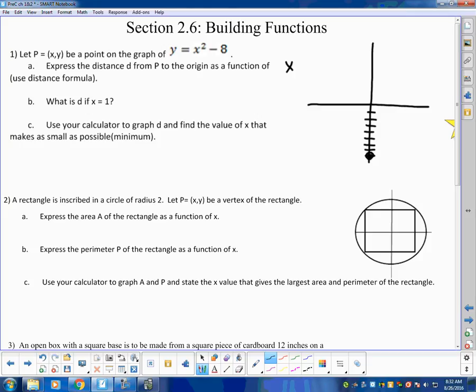with a vertex down at (0, -8). See, there's our parent graph, x squared, shifted down 8 units. And let's be a little more specific. Let's draw in correctly the x-intercepts. How would we find the x-intercepts of this? You could do it on your calculator with the zeros function, but how could you do it without the calculator?